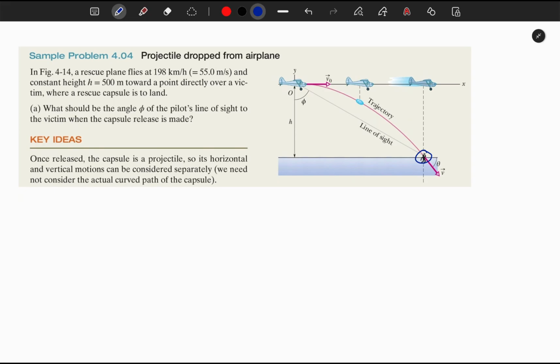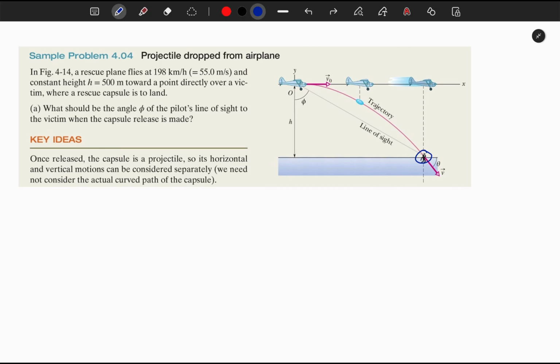Where a rescue capsule is to land, what should be the angle theta, this angle here, or phi, so rather, of the pilot's line of sight to the victim when the capsule release is made? So we have some key ideas here. Once released, the capsule is a projectile. Keep that in mind. So the horizontal and the vertical motions can be considered separate. Remember, the horizontal motion and the vertical motion under projectile motion are independent of each other. That means they don't have effect on one another.